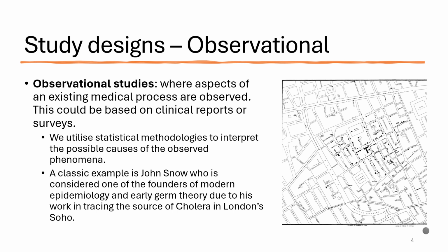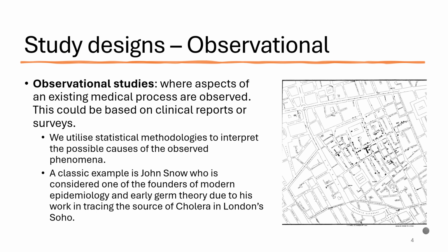Observational studies. These are studies where aspects of an existing medical process are observed. This could be based on clinical reports or surveys. We utilize statistical methodologies to interpret the possible causes of the observed phenomena. A classic example of this is John Snow, who is considered one of the founders of modern epidemiology and early germ theory, due to his work in tracing the source of cholera in Soho. Soho is an area in London.